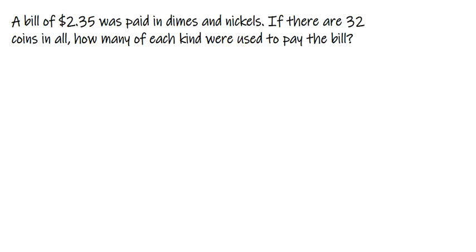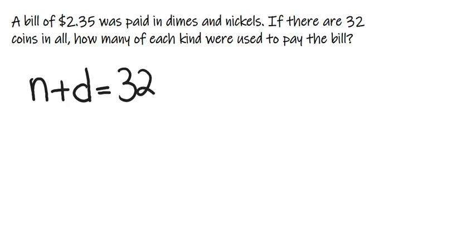To solve this problem, we'll need to make two equations. The first one represents the total number of coins. The second one represents the total value of the coins. Here, we'll say D represents the dimes and N represents the nickels. The problem is saying when N is added to D, or when D is added to N, the total is equal to 32.